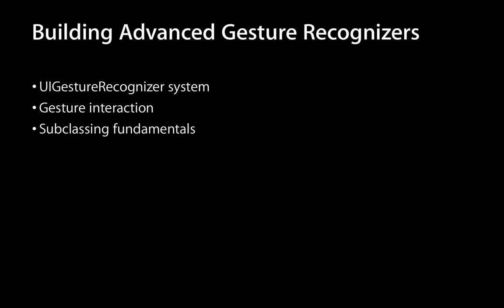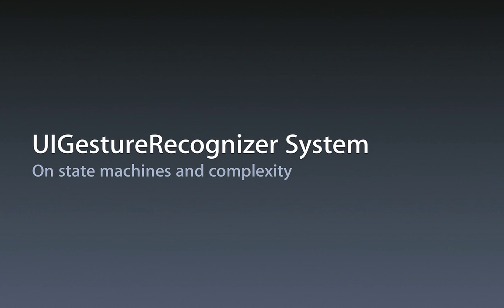So if you're already familiar with how subclassing works, there's still some even more interesting stuff that we'll be talking about there. And then finally, we're going to end by talking about some pretty advanced signal processing techniques that you might want to use when building your own gesture recognizers. These are some things that we've used in our own gestures in certain places, and hopefully when you write your own, you'll find these things to be pretty useful and interesting. So let's start by talking about the gesture recognizer system.